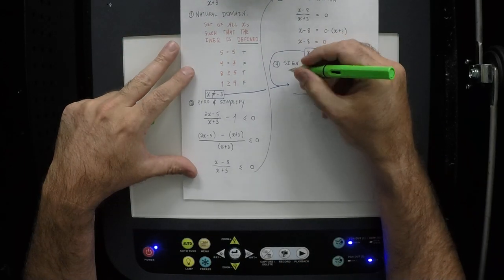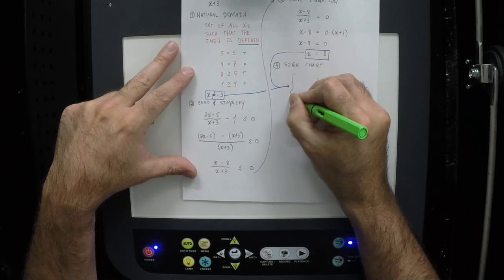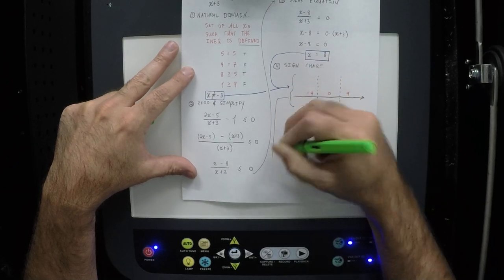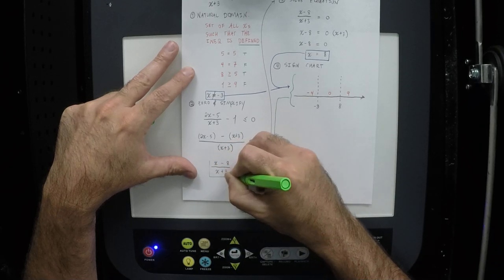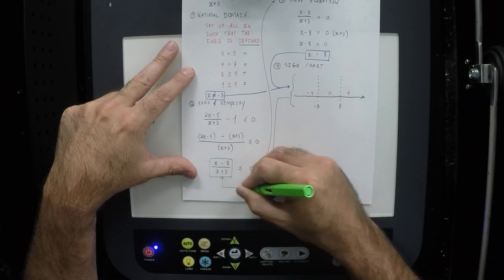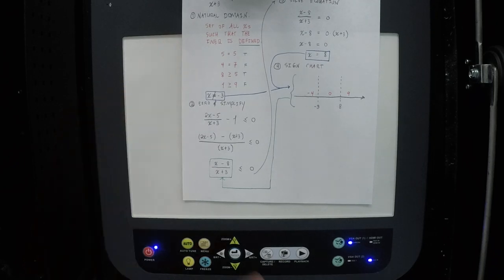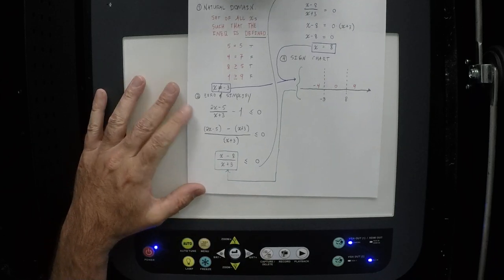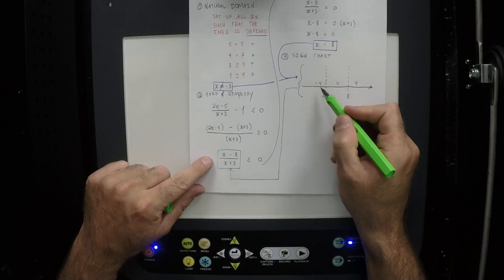So we're going to take those values, take them back over to here, and plug them into here. But we're not interested in the actual value, we're just interested in the sign of the result. So specifically, we'll plug them into the numerator and denominator.